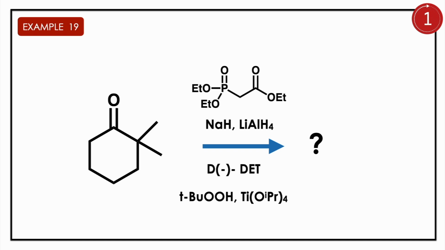Then the next example. Here you have cyclohexanone, and at the alpha position you have two methyl groups. You are using a phosphorus ylide with ester substitution, sodium hydride, lithium aluminum hydride, D-DET, and peracid with titanium isopropoxide. You should find what will be the final product.